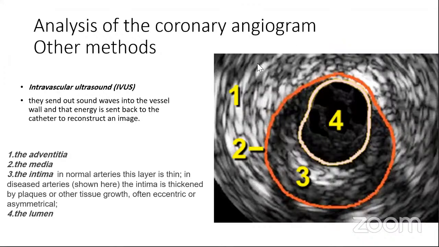Other methods also include intravascular ultrasound. They send out sound waves into the vessel wall, and that energy is sent back to the catheter to reconstruct an image. You can see this part is the adventitia, the media, and the intima, which is supposed to be a thin layer around the vessel wall. However, you can see here that it is thickened due to mostly plaque, often eccentric or asymmetrical, and this is the lumen that the blood has to flow through.